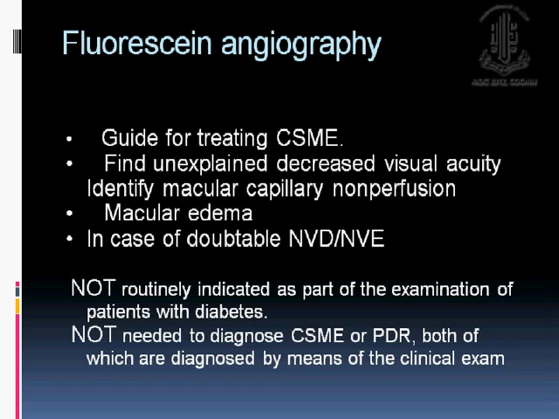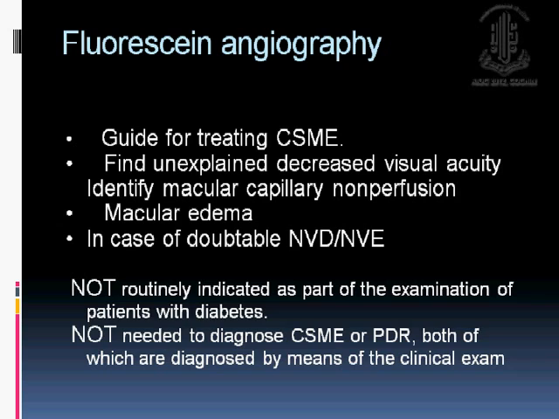As I mentioned, the indications are limited: treatment for CSME, finding the cause for unexplained vision loss, identifying the areas of non-perfusion and the edema, and in doubtful cases when you have NVD, NV which you can't pick up clinically, you doubt it, you require fluorescein. So every patient of diabetes does not require an angiography at every visit, and it's not needed to diagnose CSME.